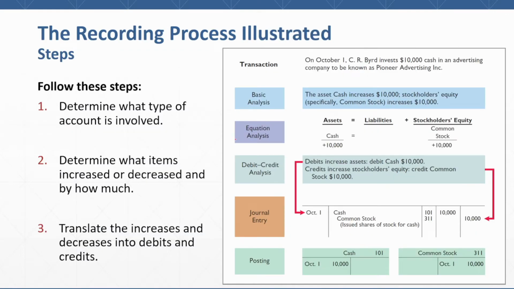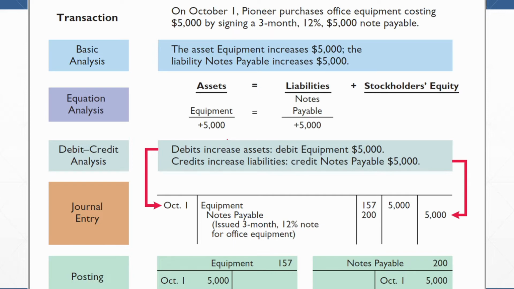So let's see another example here, from reading a transaction, analyzing it, to journalizing it, and to posting the information to its related ledger. So let's read the transaction. On October 1st, the company purchases equipment costing $5,000 by signing a 3-month 12% $5,000 note payable.